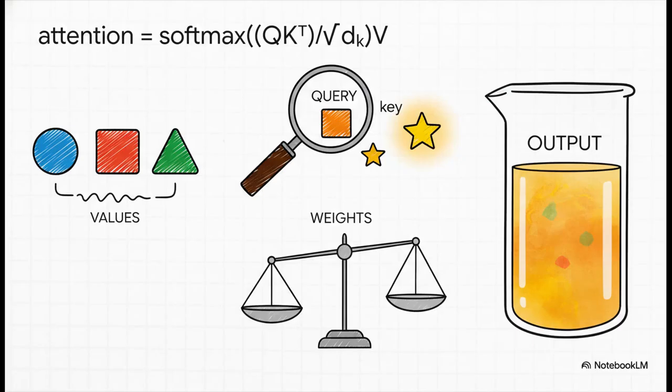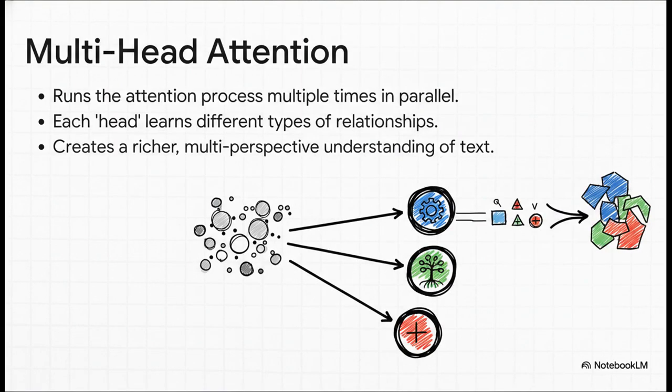And yeah, this is the famous formula from the paper. I know, it looks a little scary, but all it's really doing is calculating a score. It takes the query from one word and compares it to the keys of all the other words to see how well they match. Words that are super relevant get a high score. Then it uses those scores to create a new representation for the original word, blending in the meanings or the values of the most relevant words. That's it. But it gets even cooler.